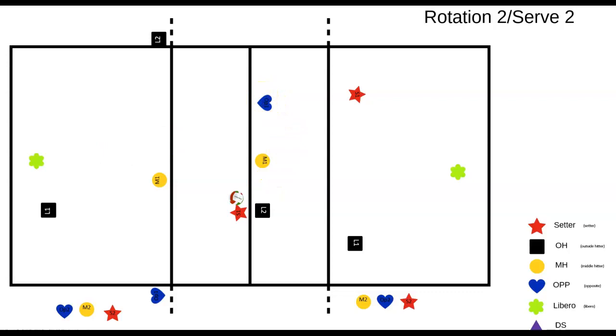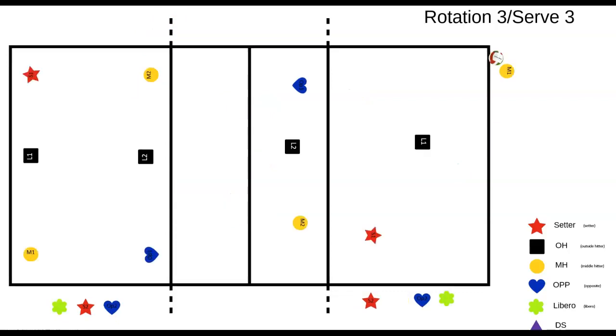What you saw with the pass on the passing side was it went to our L2, right? And as it goes to our L2, our opposite and our middle get set up to hit. Notice how our middle lines up behind the 10-foot line to take an approach. And she lines up with the setter. So if the setter was way over here, our middle would be here. If the setter was way over here, our middle would be here. Our L2 passes and then goes out to hit.